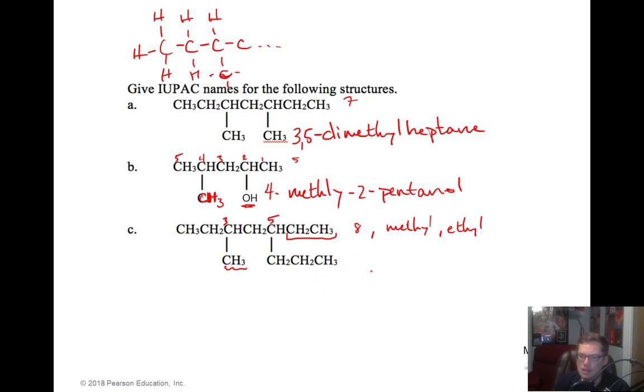So the name of this guy, we got to do ethyl first because it's alphabetically. E comes before M, so it would be a 5 hyphen ethyl. Remember, a hyphen comes between the number and the letters. So 5 ethyl hyphen 3 hyphen methyl. And then the name of the thing, and it's an 8. See, a good thing I wrote that down. Octane. Okay, so that would be the real name of it: 5 ethyl 3 methyl octane.